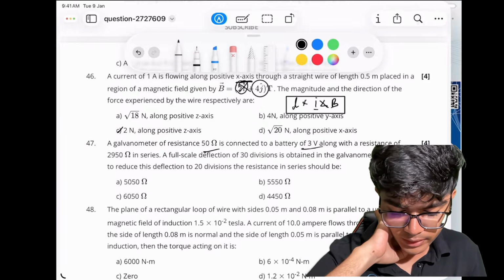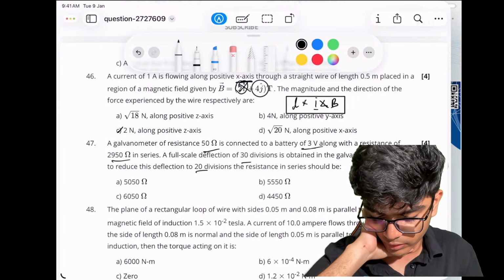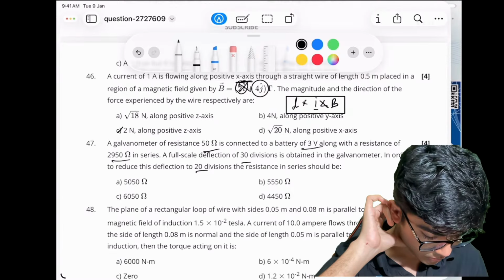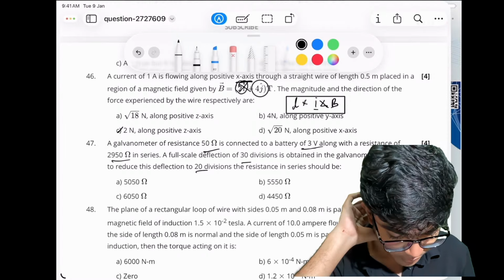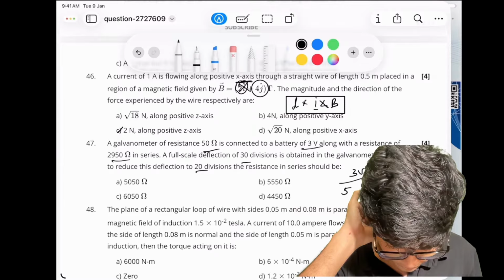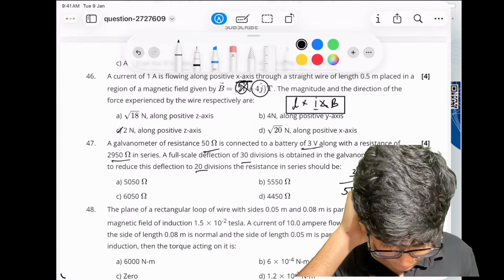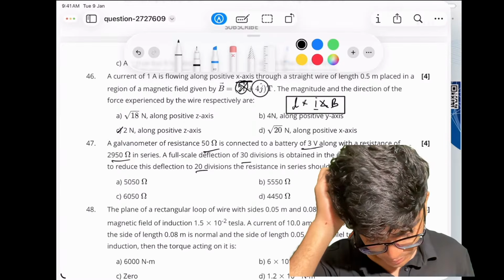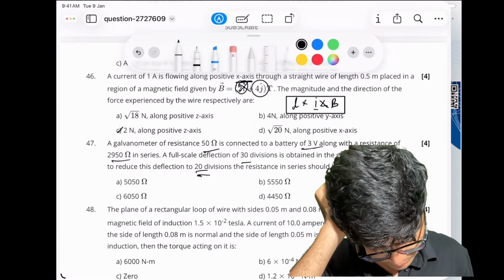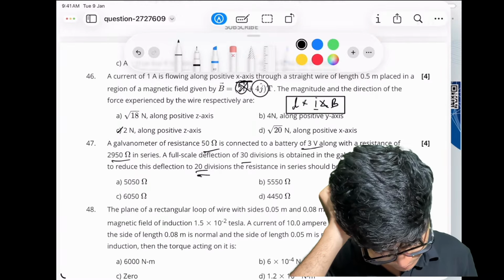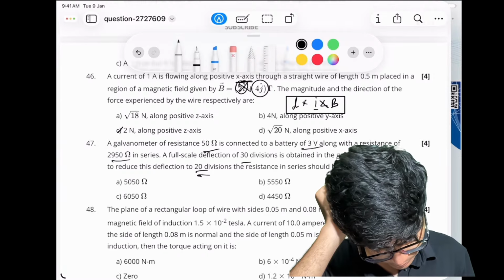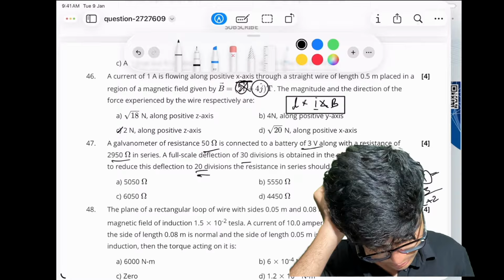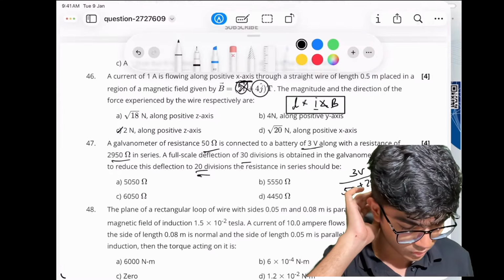Galvanometer resistance is given, battery 3 volts, series resistance given, full scale deflection this much. In order to reduce by 20 deviations, resistance added in series should be. To reduce the current, it's simple. Current through galvanometer is nothing but 3 volts divided by 50 plus 2950. This much current goes, which is equal to 30 deviations. Now if I add something else in series it will become 20 deviations. For every 1 division, 3 by 3000, 1 by 30. This is for every 1 division current. 20 into 20 is equal to 3 divided by R plus 2950. Solve this equation and you get the answer.